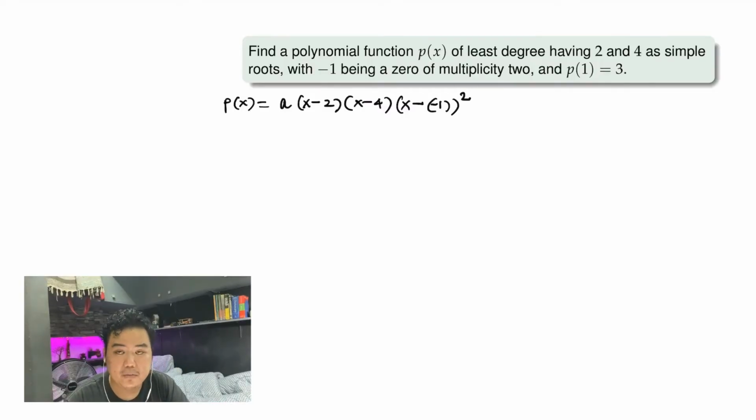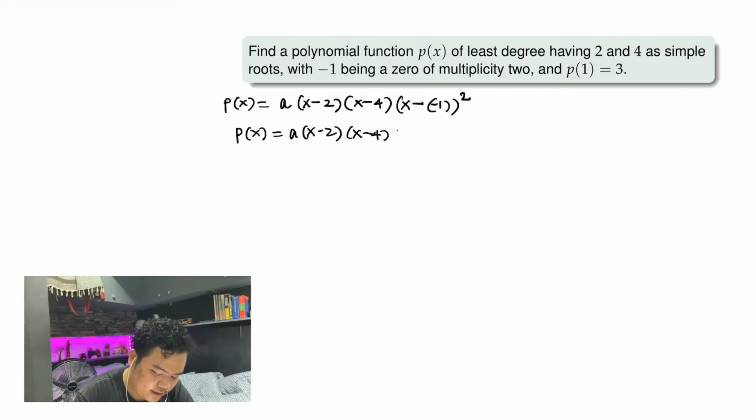Pero ang multiplicity mo ay 2. Actually, yan na yung polynomial mo. Hahanapin mo na lang si A. Masulat nga natin na mas maganda. P of x is A times x minus 2, x minus 4, x plus 1 square. Ang gusto mo mangyari, P of 1 is 3. Kailangan mo na lang mahanap si A. So, P of 1, ano ba ang P of 1? A times negative 1, 1 minus 4, 1 plus 1 square. Dapat daw equal yan sa 3.